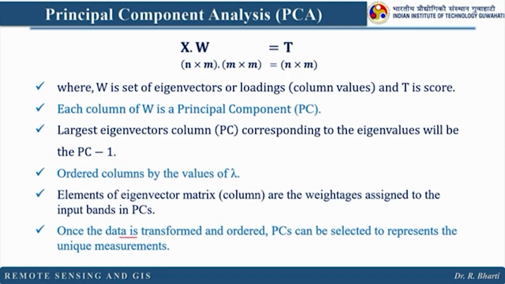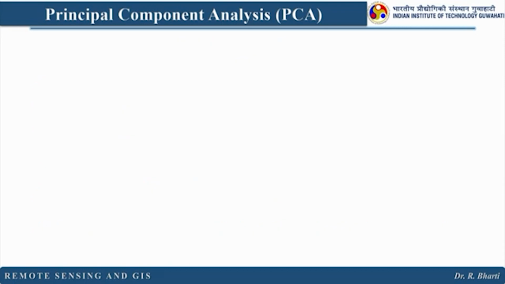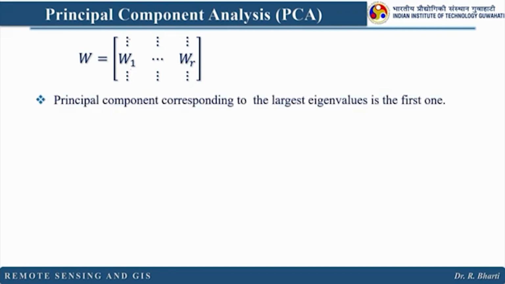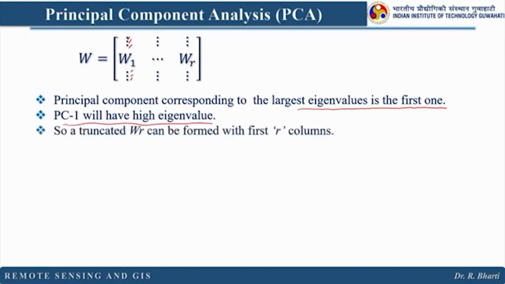Once the data is transformed and ordered, PCs can be selected to represent the unique measurement, which we will see in the example. So here you can see this is W, from W1 to WR, and each element of W1 is the weightage assigned to different bands. The principal component corresponding to the largest eigenvalue is the first one. PC1 will have a high eigenvalue, that is clear to you.